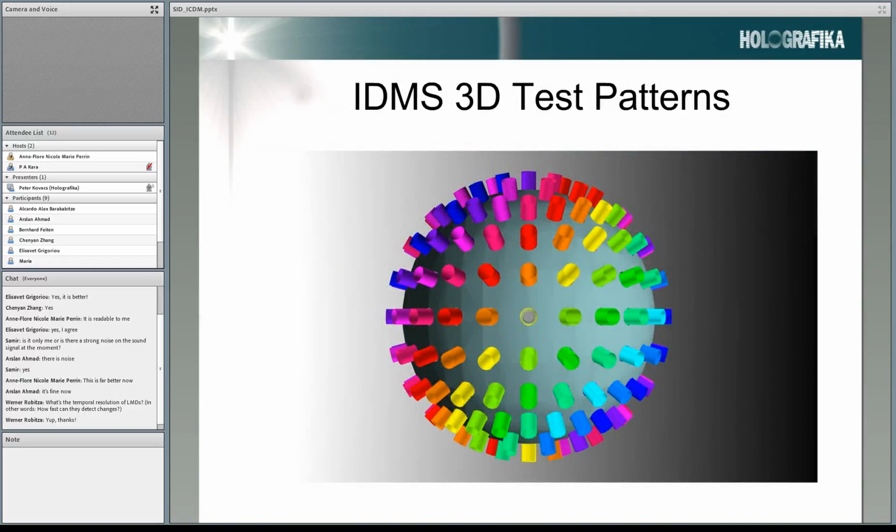As well as that, there are some 3D test patterns, both stereoscopic and auto-stereoscopic. This one, visualized on this figure, we call the hedgehog. This test pattern was contributed by us. And what is interesting about it is that the spacing of these pipes is uniform across the sphere.